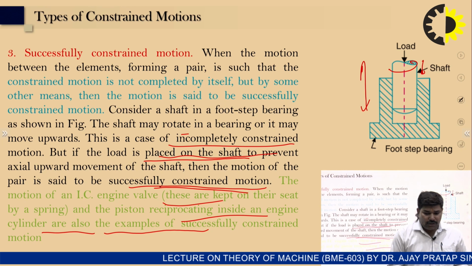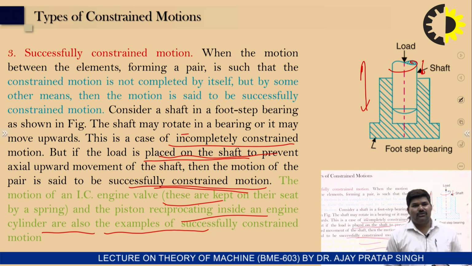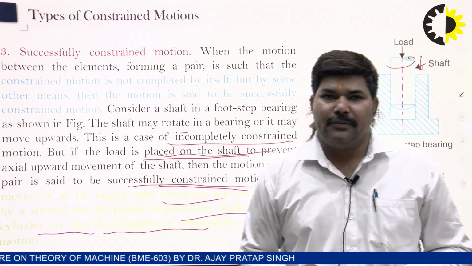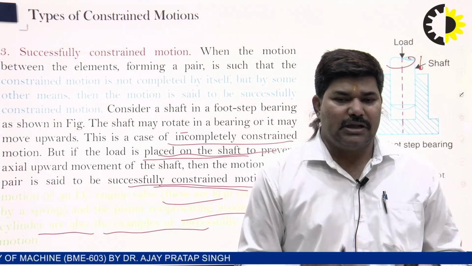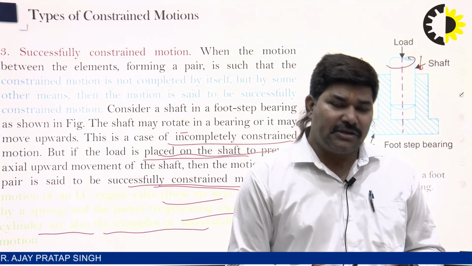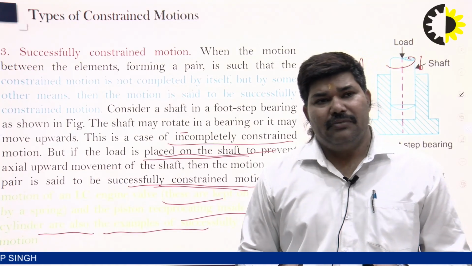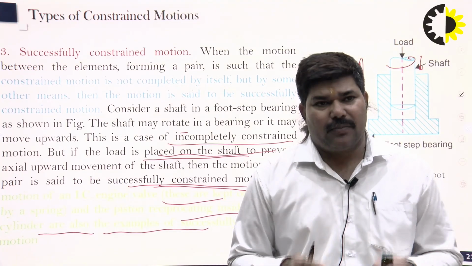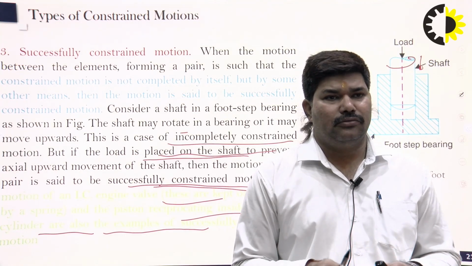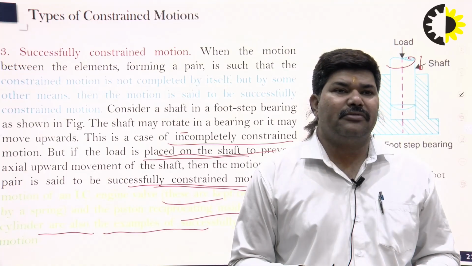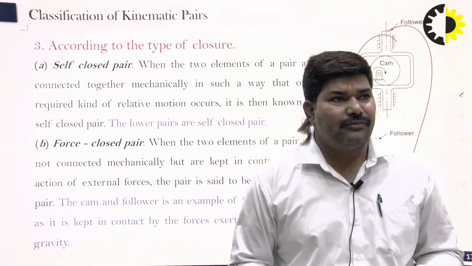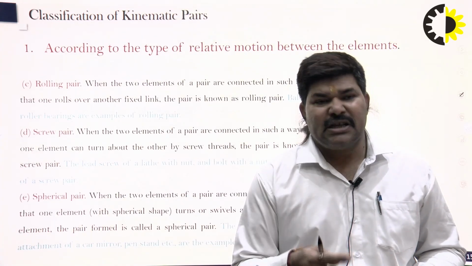In today's lecture, we have summarized the different types of kinematics: what is kinematics, what is dynamics, what is kinetics, and what is statics. Then we discussed kinematic pairs, kinematic links, and the different types of constrained motion, and we also discussed the classification of kinetics.